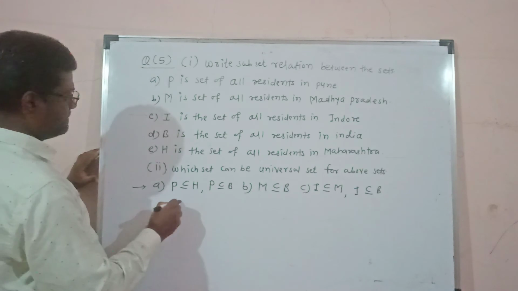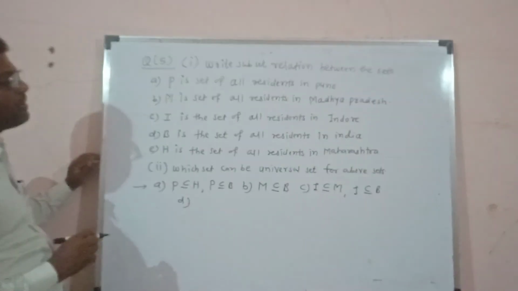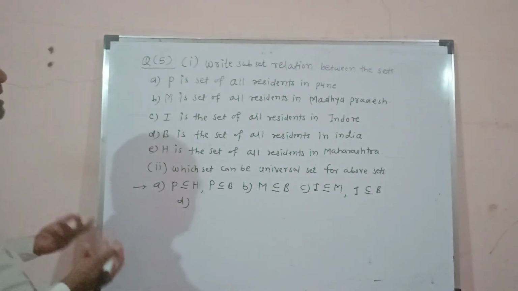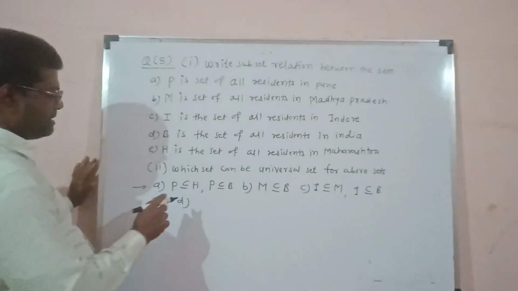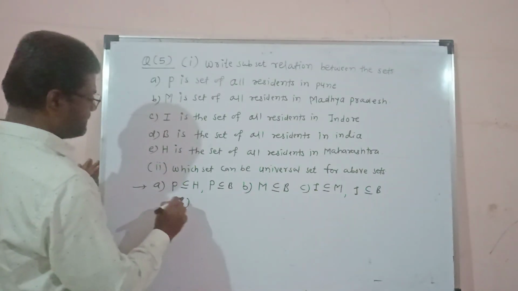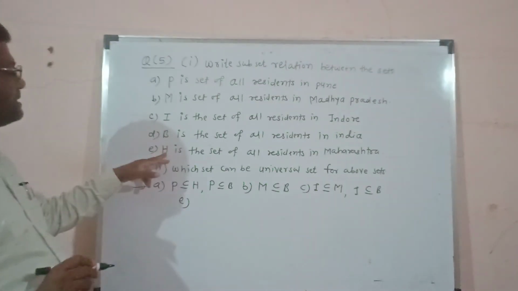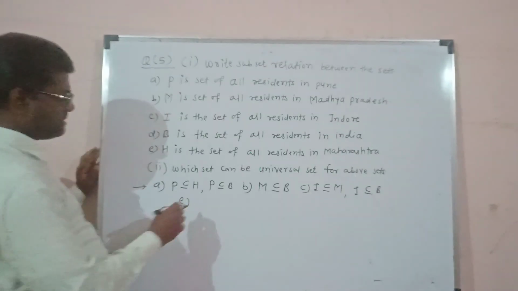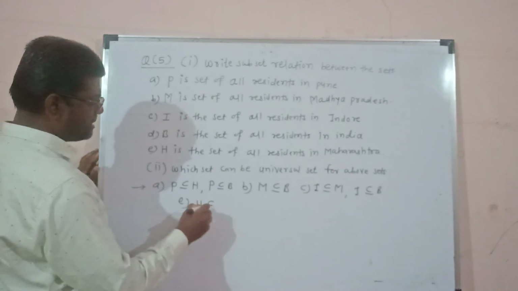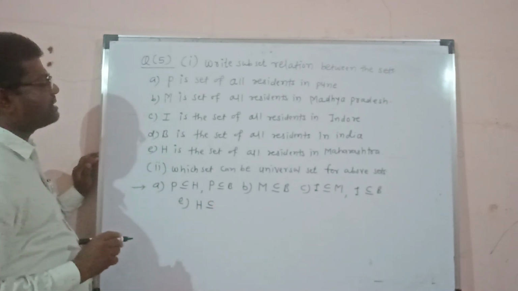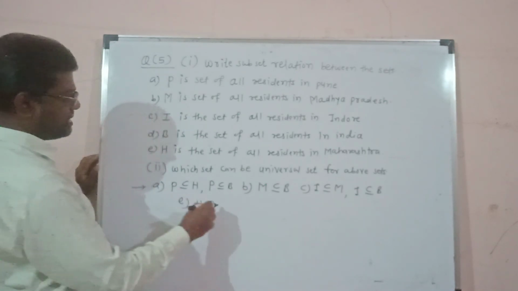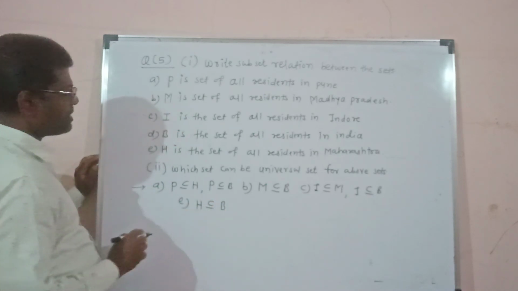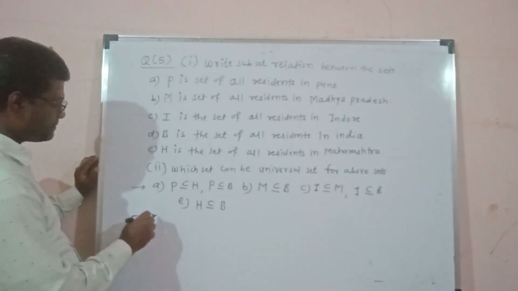Then B is the set of all residents in India. It has no subset here. Then H is the set of all residents in Maharashtra. Residents in Maharashtra are also residents of India. Therefore, H is a subset of B here.